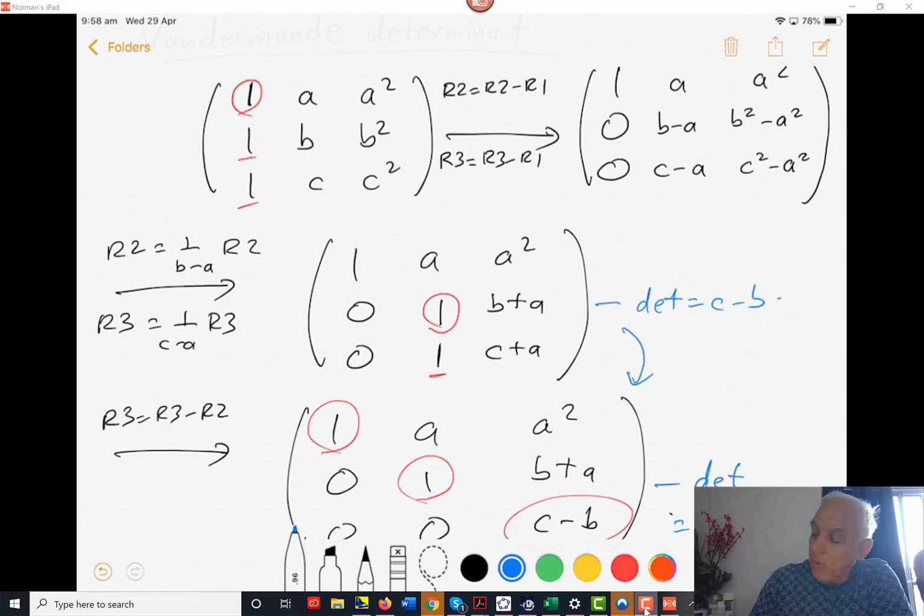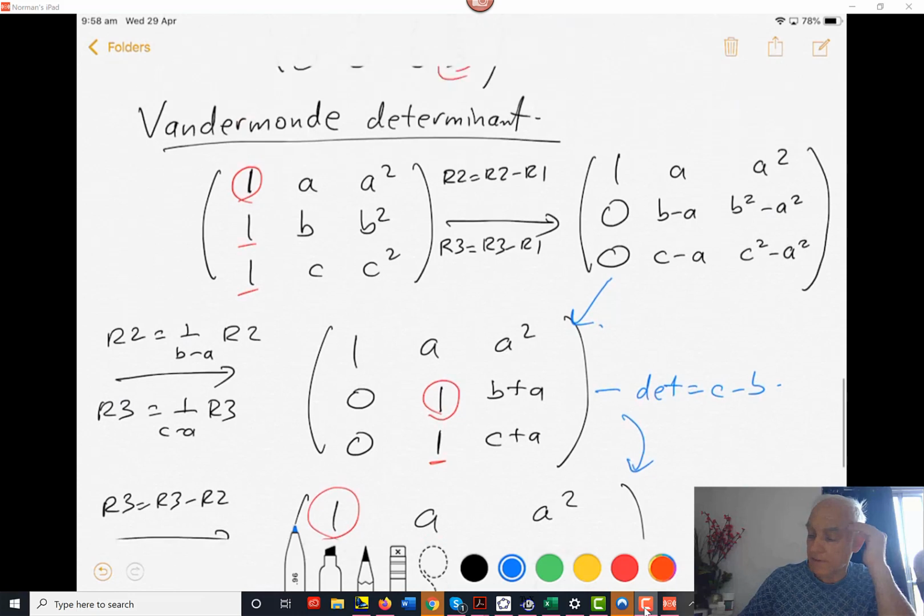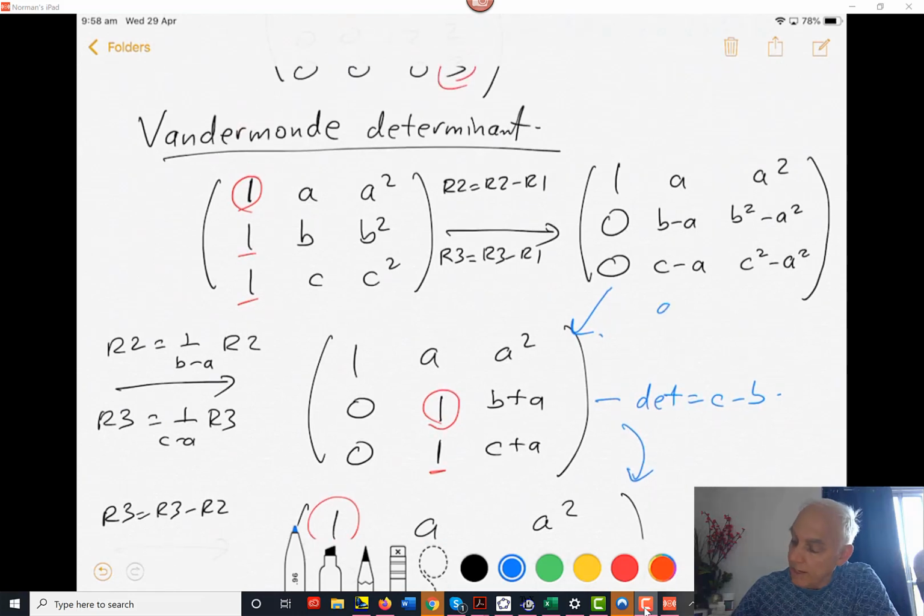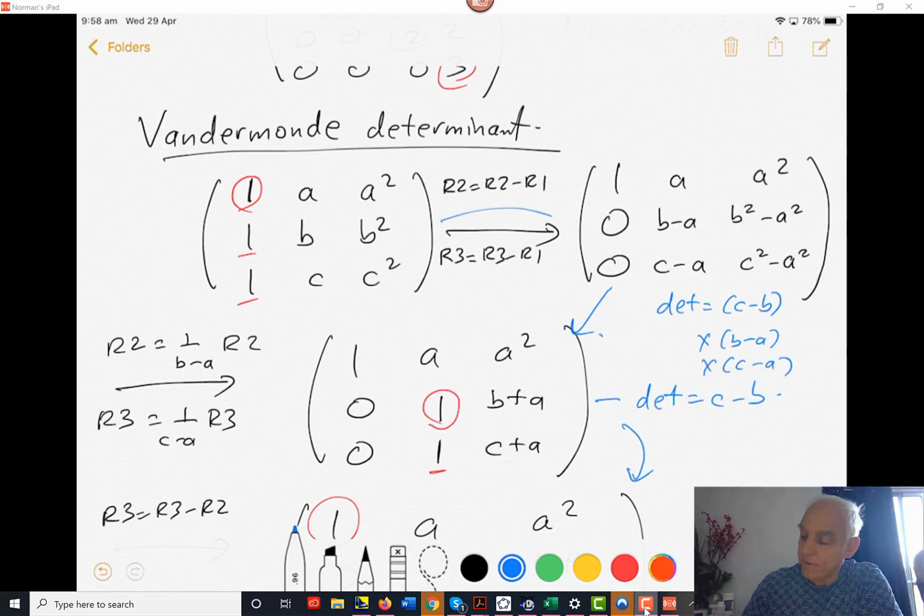But what did we do when we went from here to here? What we did is we divided one of the rows by b minus a, and we divided by c minus a. So we have to compensate for that. That means the determinant here is going to be c minus b, that we already have, times b minus a times c minus a. And the first step that we took was adding a multiple of one row to another. We know that doesn't change the determinant. So this last thing here is also the determinant of this thing.